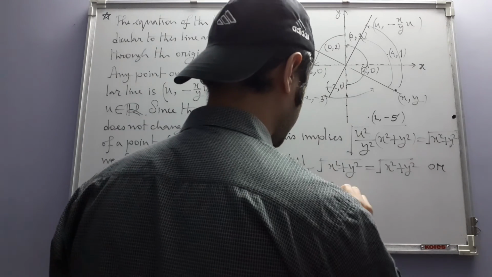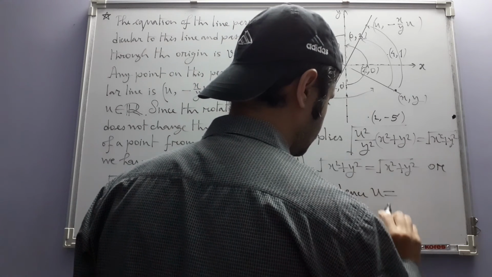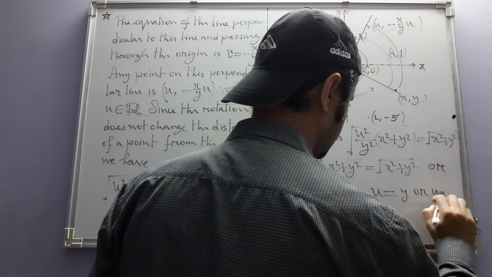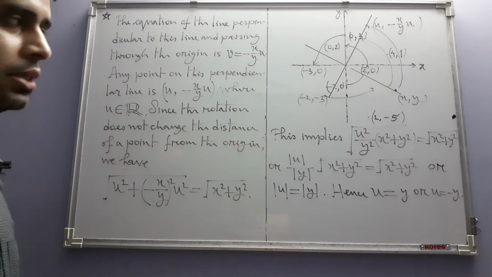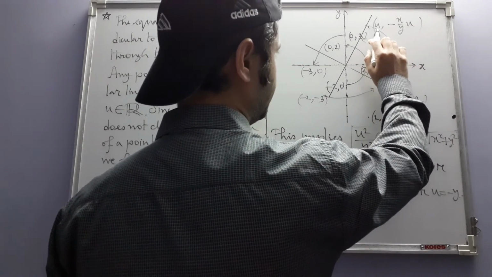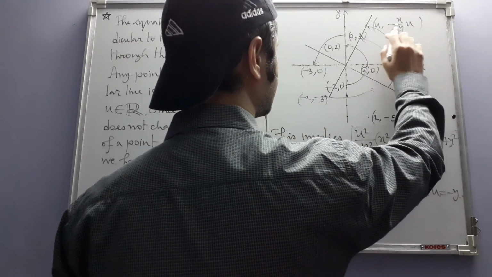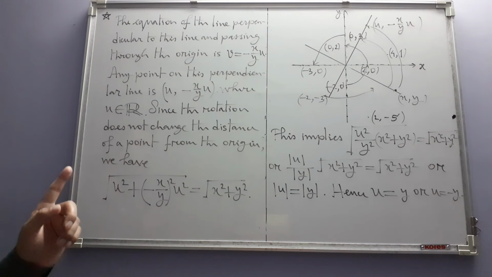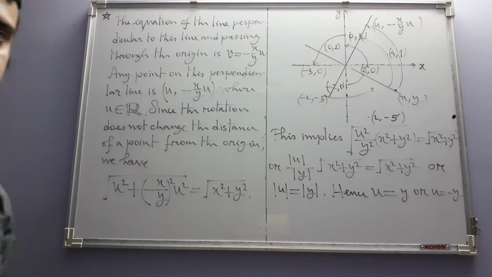Okay, hence u is equal to either y or u is equal to minus y. Now, which one should we choose? When u is equal to y, our point is y comma minus x, and when u is equal to minus y, our point is minus y comma x.